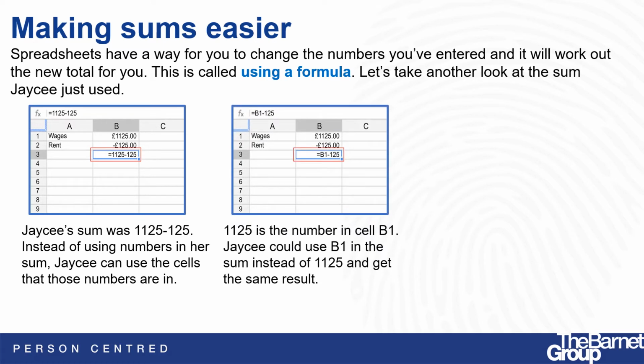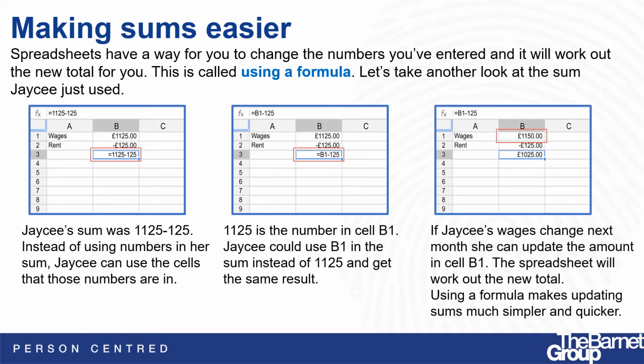1125 is the number in cell B1. JC could use B1 in the sum instead of 1125 and get the same result. If Jacey's wages change next month, she can update the amount in cell B1. The spreadsheet will work out the new total. Using a formula makes updating sums much simpler and quicker.